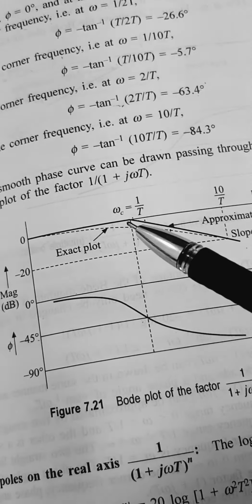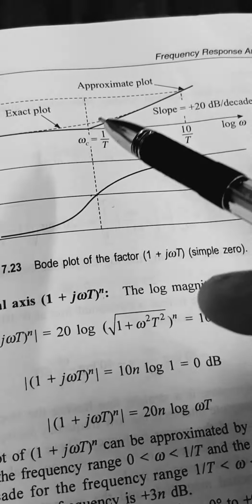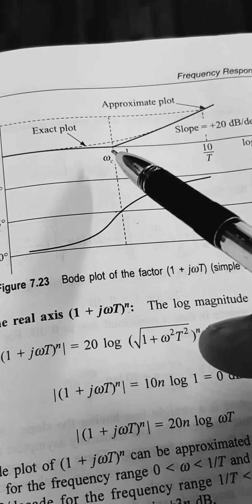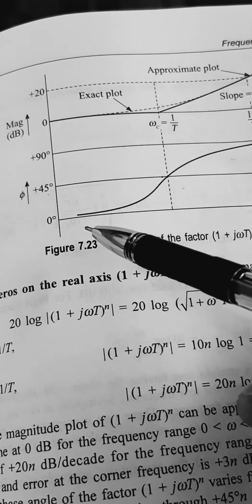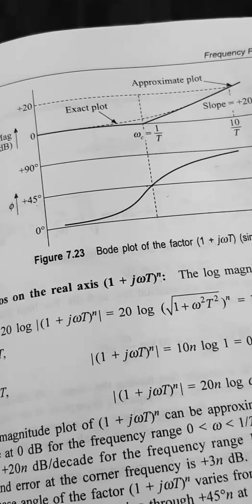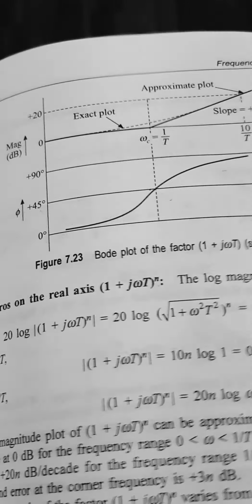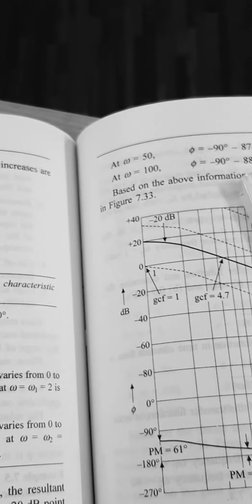Now if it is a 0 term, instead of 1 by 1 plus j omega t, just 1 plus j omega t, that time it is exactly opposite. Till omega c, till corner frequency it is 0, after that plus 20 dB per decade, and angle varies from 0 to plus 90 degree, at corner frequency it is plus 45 degree. So these basic factors you should study and understand, and keep it in your mind for further problems.